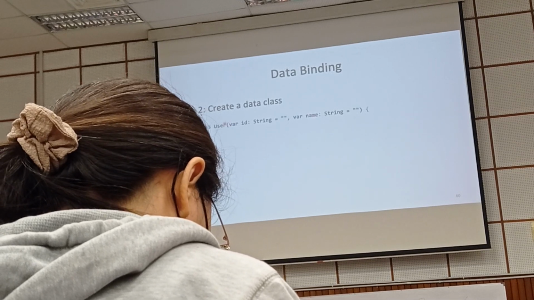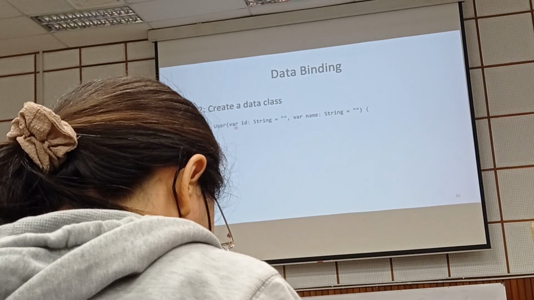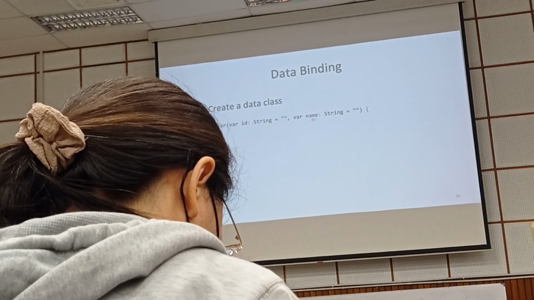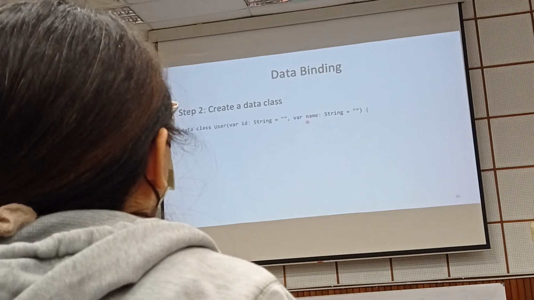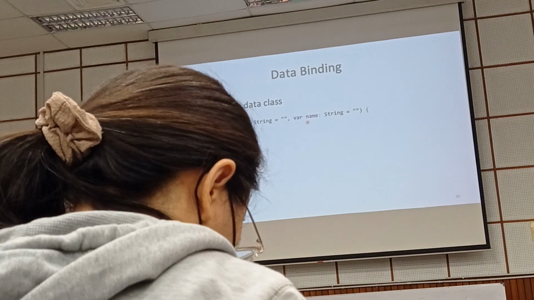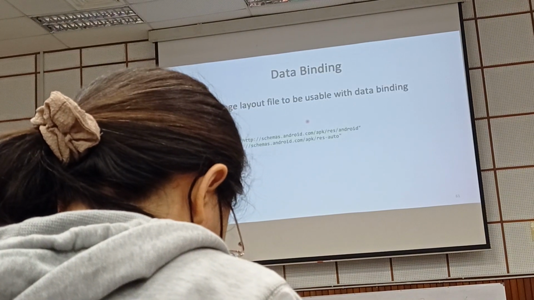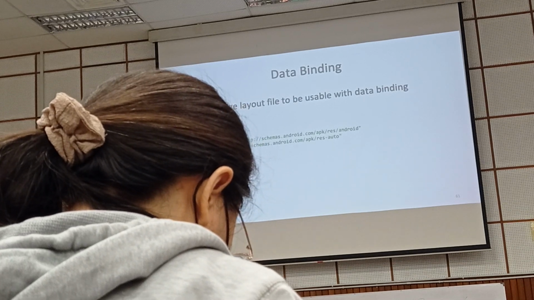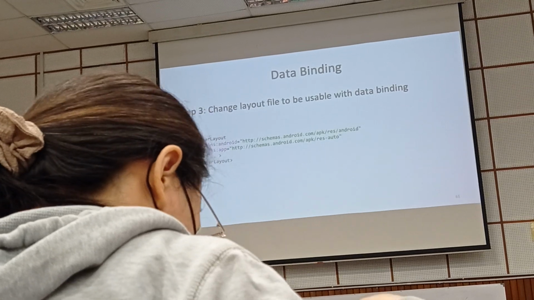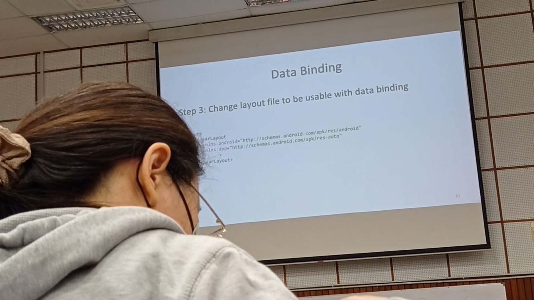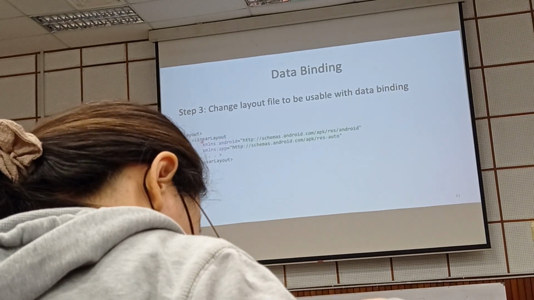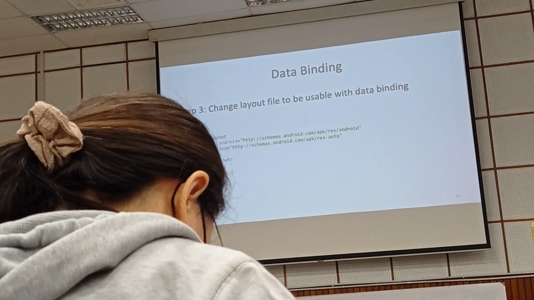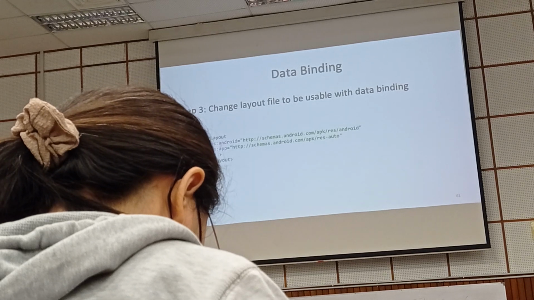And you have a class. In this case, I have this class holding two values. One is ID, and another one is name. Okay, this class is just home data. And for the layout, I changed it. Originally linear layout must be the root of the file, but now it is replaced by layout tag. Okay, that is the minor change.